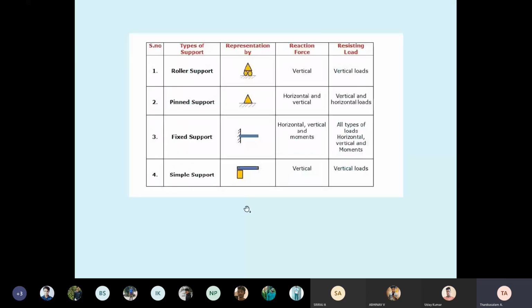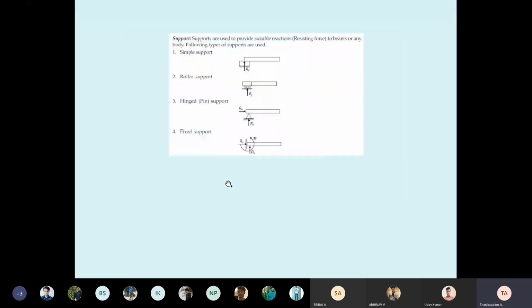This is a simply support. See here, the first simply support. The blue color is the body, the yellow color is the support. The body just rests on the support, so it gives only one vertical reaction, RY, vertical reaction, reaction in Y direction.